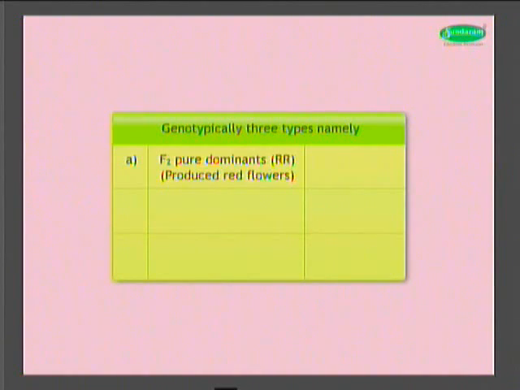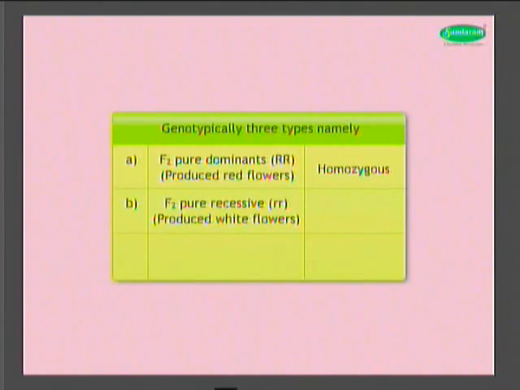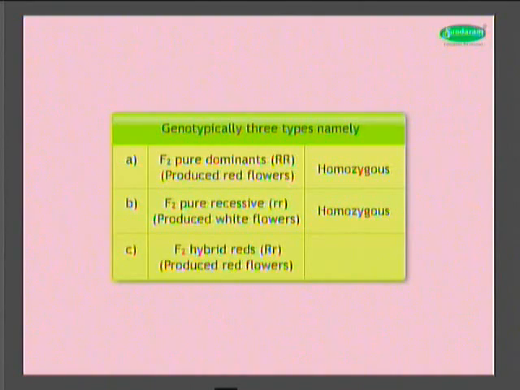flowered plants, but genotypically there are three types, namely: A. F2 pure dominant, RR, produced red flowers, homozygous. B. F2 pure recessive, rr, produced white flowers, homozygous. C. F2 hybrid reds, Rr, produced red flowers, heterozygous.